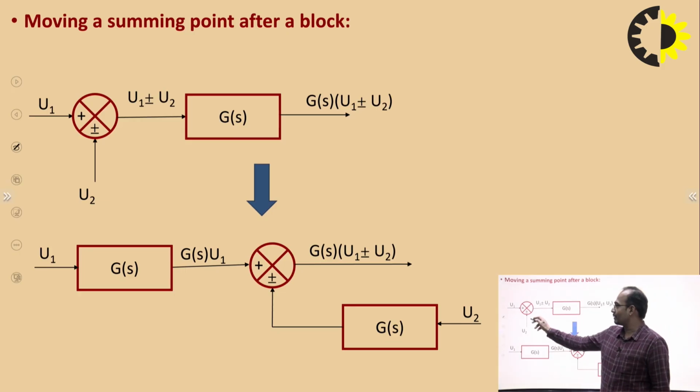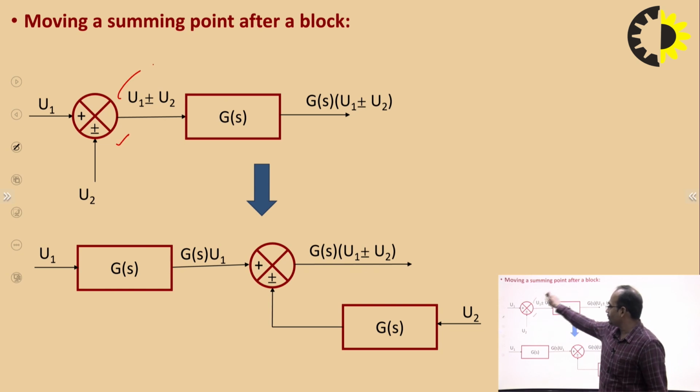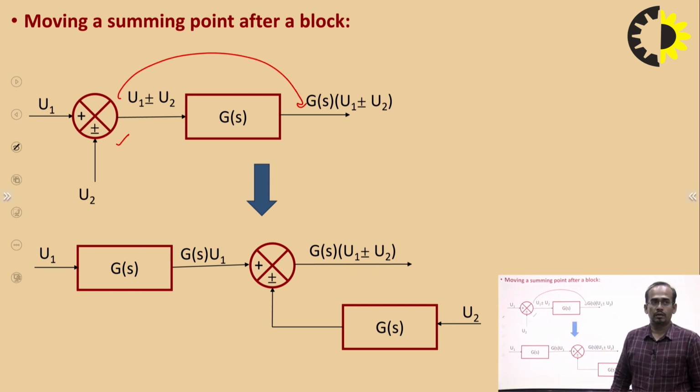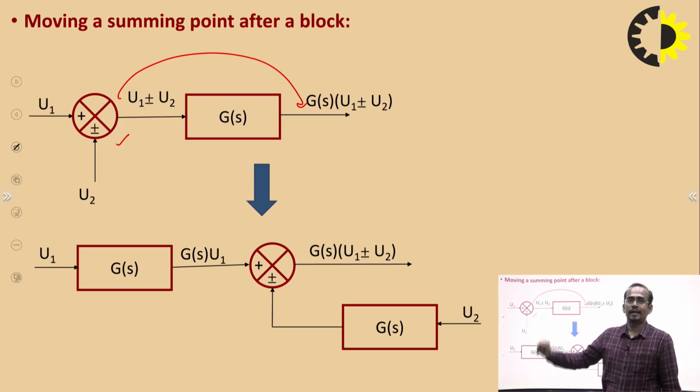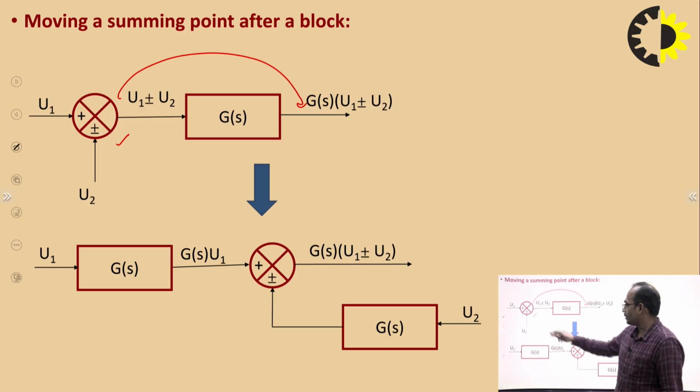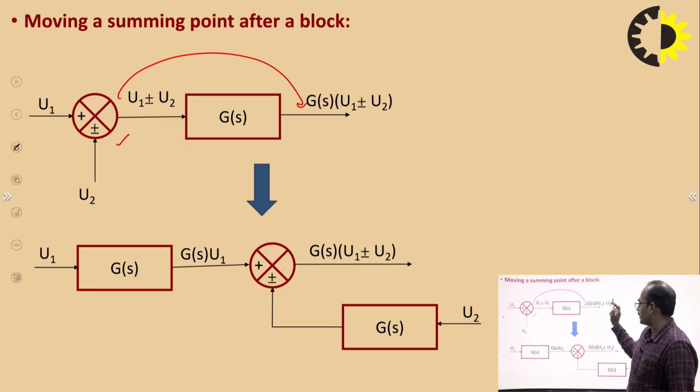The summing point is here. I am going to move this summing point after this block. The purpose is that the output should not change after moving the takeoff point or summing point, after the block or before the block. So here I am shifting the summing point to after the block.